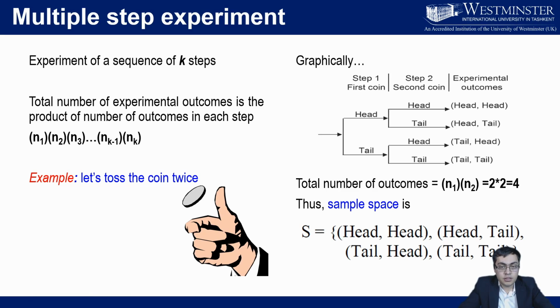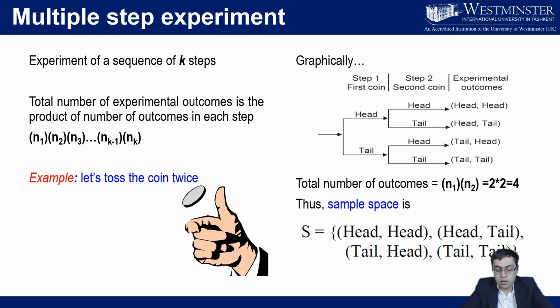In a multiple step experiment, we are essentially repeating the experiment k number of times. So if we want to figure out the total number of outcomes that we can have, we'll have to figure out the outcomes of this experiment in each step and then multiply them by the outcomes in other steps. So if we were to consider tossing a coin twice, then first we'll have to consider tossing the coin once, and then tossing the coin again.